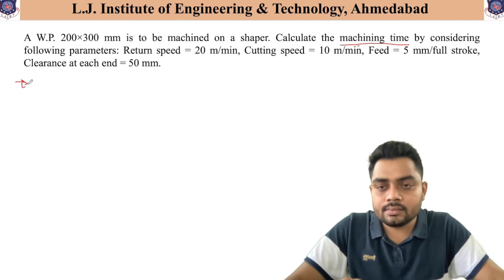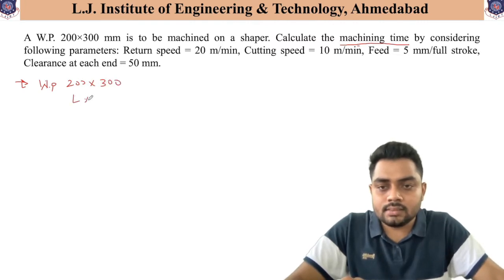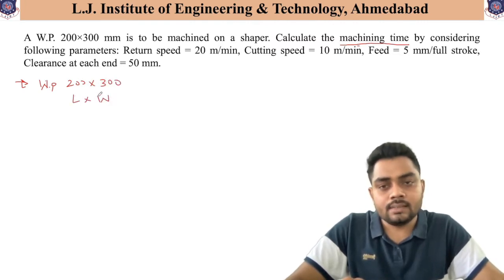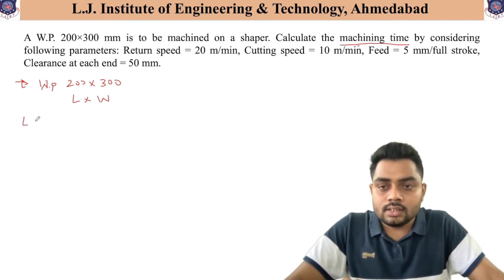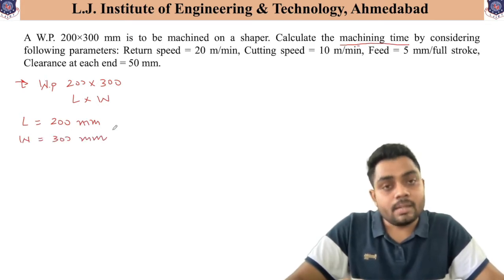Let us write that. So first, workpiece data is given, and we know that workpiece data, that is 200 by 300. This is nothing but the length by width data, right? So here the length of the workpiece is 200 mm, and the width of the workpiece is 300 mm.